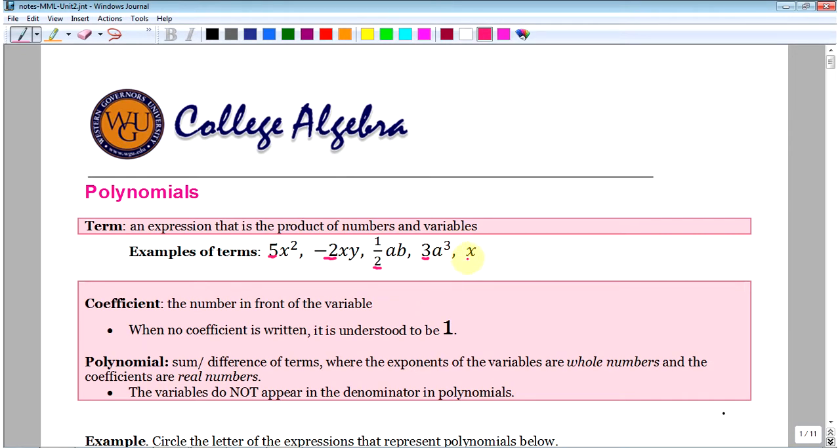If you look at the fifth term, there is no number written in front of the x. So you need to remember that when no coefficient is written, it is understood to be 1. Since that happens often, instead of writing 1x or 1 times your variable, we just write the variable, because 1 times anything is just itself.